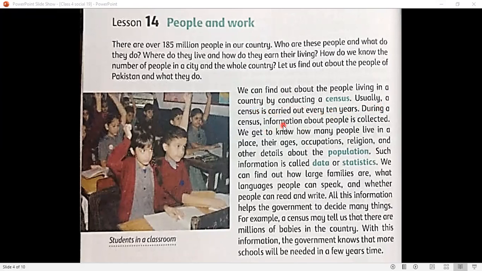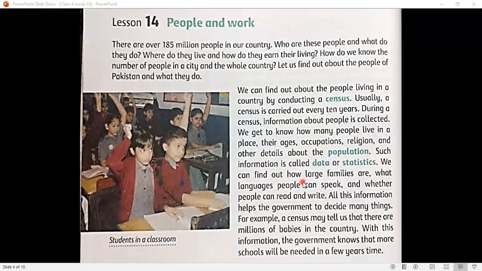During a census, information about people is collected. We get to know how many people live in a place, their ages, occupations, religion, and other details about the population. Such information is called data or statistics.